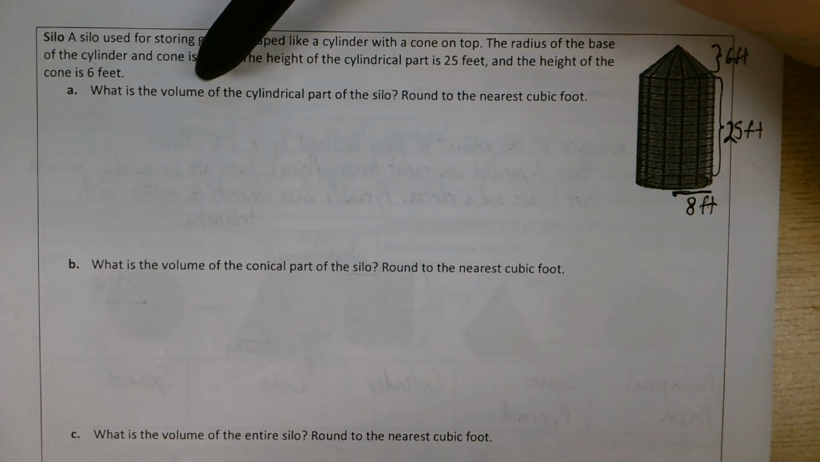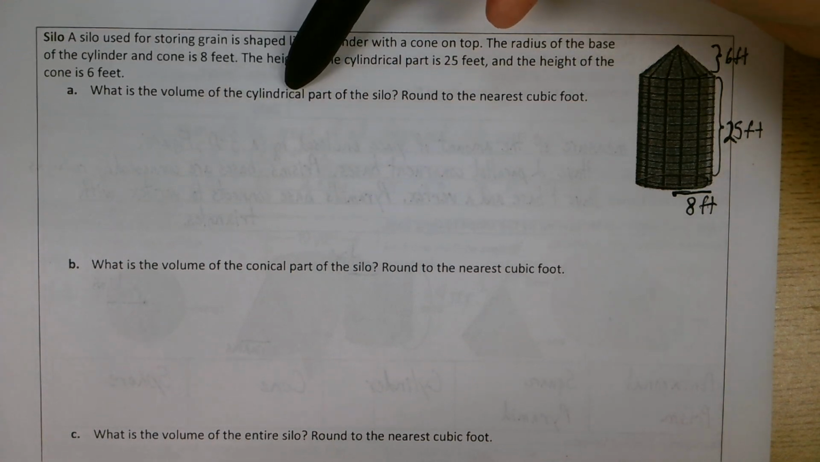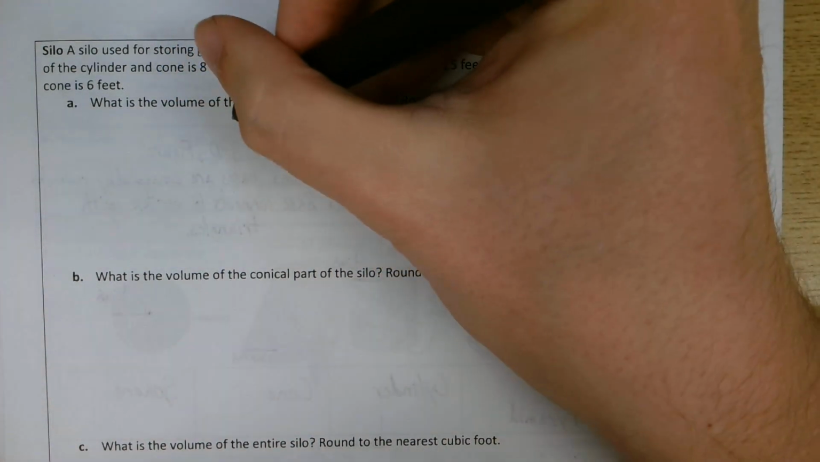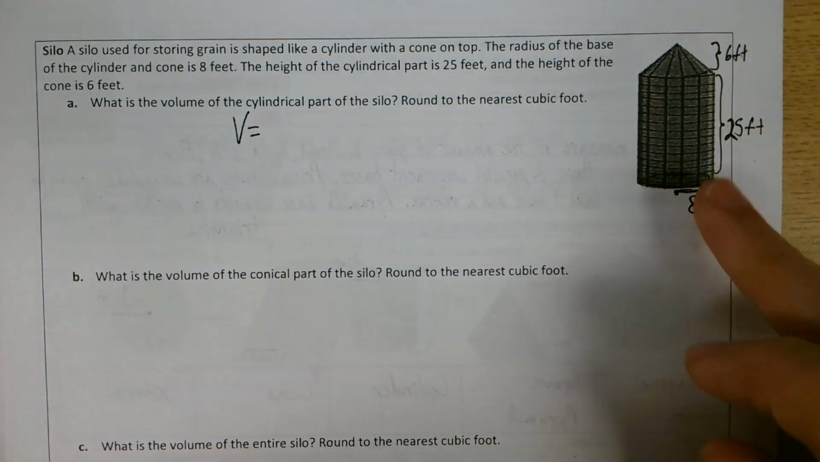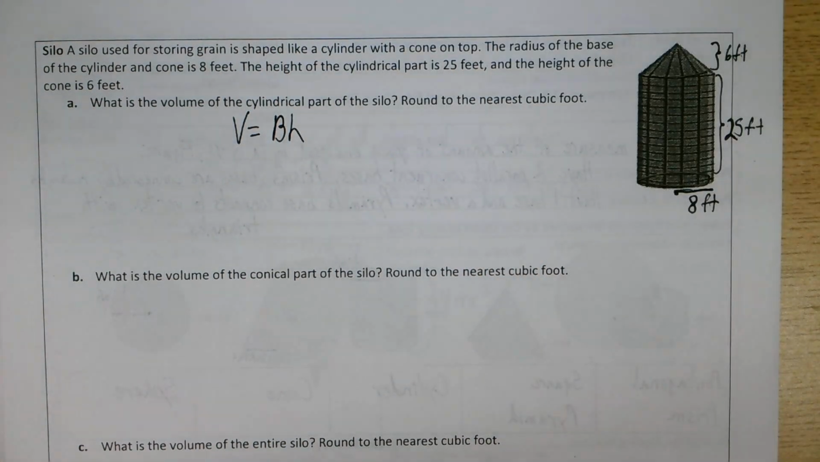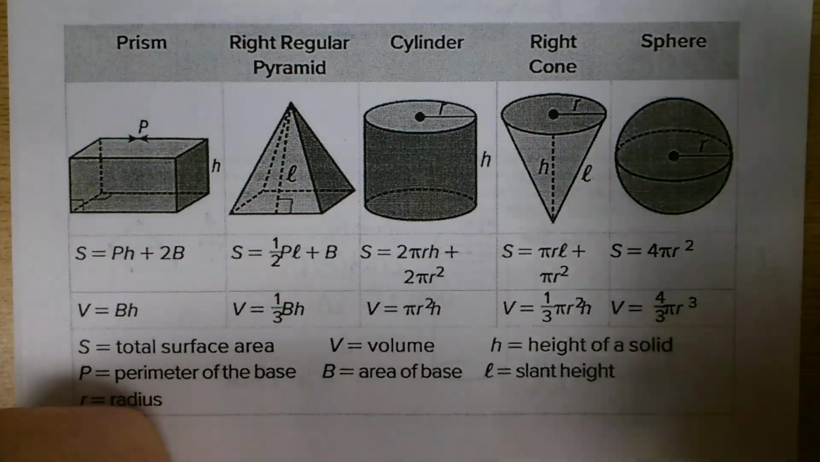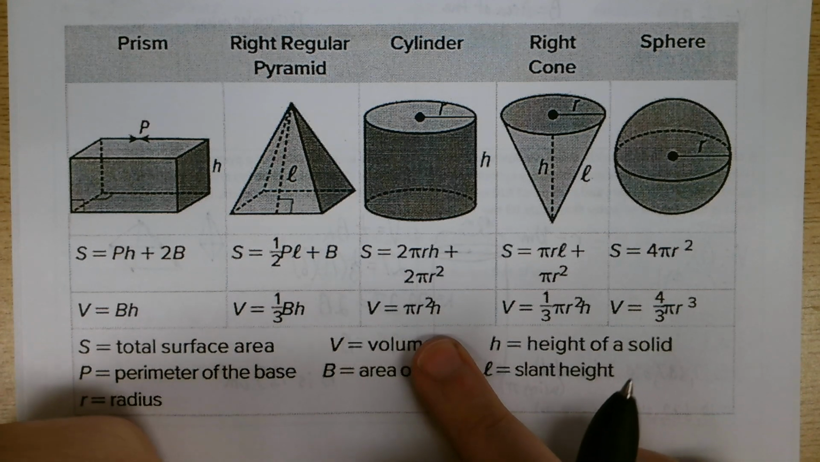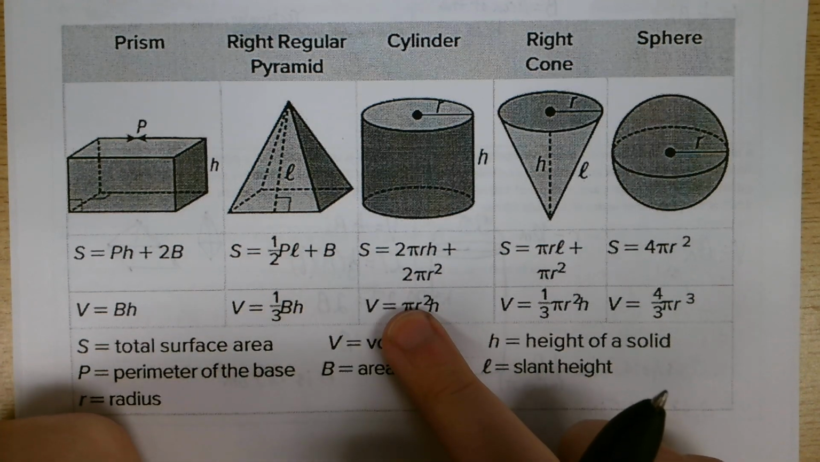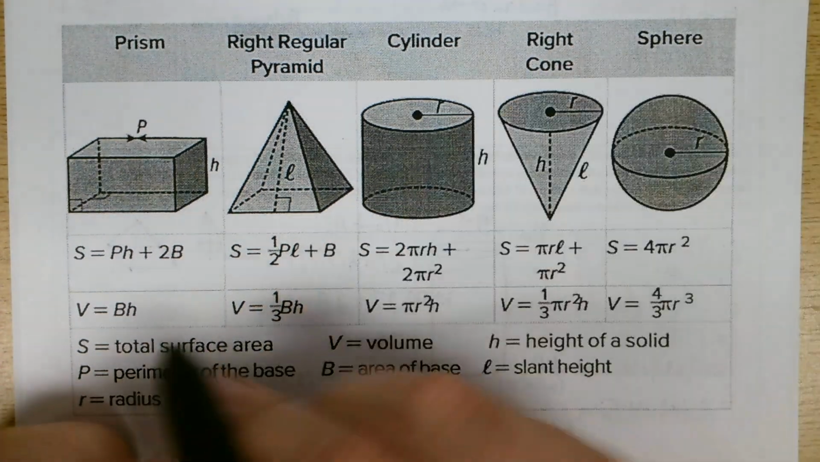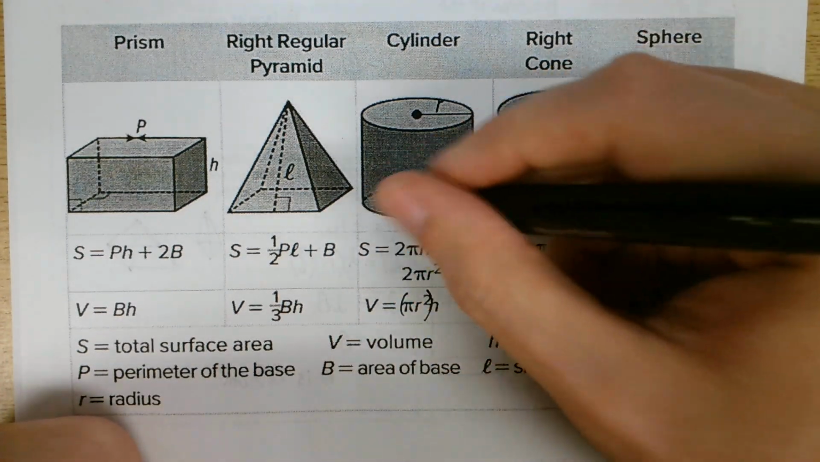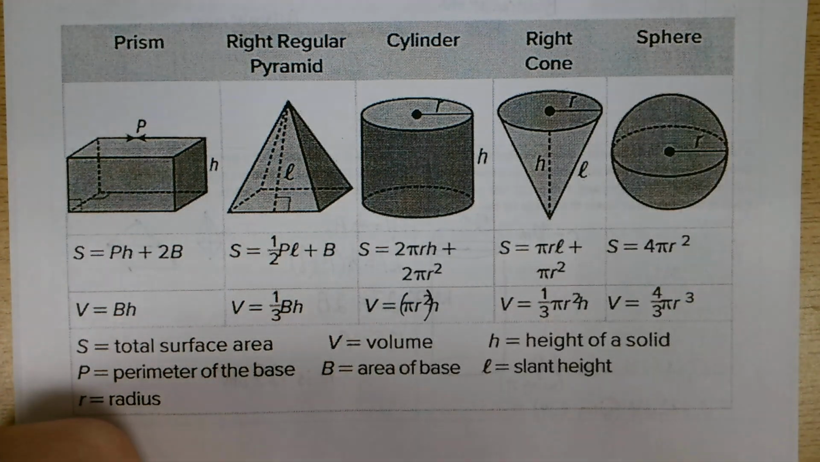And we're going to break this problem into a couple parts. We're going to find the volume of the cylinder part of the silo, rounded to the nearest cubic foot, and we just write down our formula. Volume is the area of the base times the height for a cylinder. Our formula sheet shows something much more complex. The reference sheet is going to give you the same formulas for prisms and cylinders, because all that's changing is that this capital B is replaced by pi r squared because it's a circular base. It has a circular area.